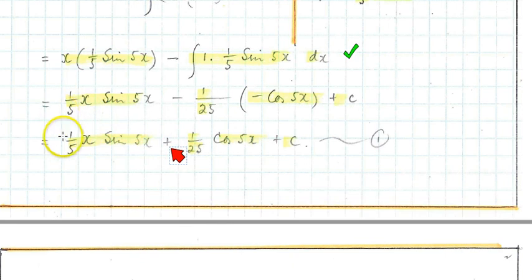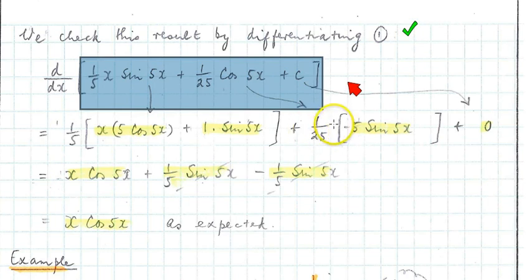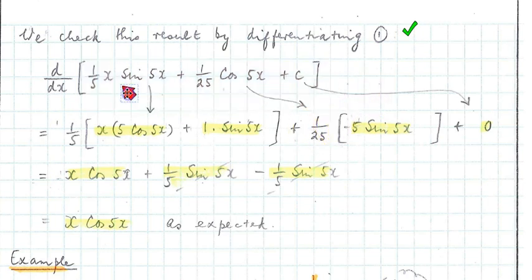And you can check that the rest of that is correct. Here's my answer here in that square bracket. I'm going to differentiate it to check that I get back to what I started. Okay, so let's differentiate 1/5 x sine 5x. I need to use the product rule on that. So I notice that I've got 1/5 here. Let's take that out. There's the 1/5.